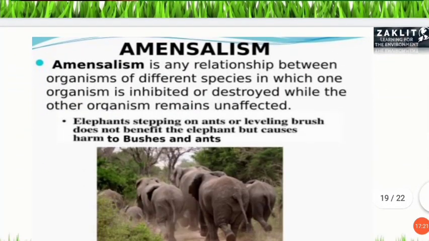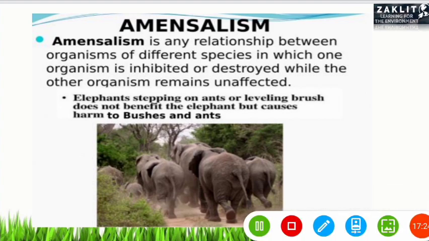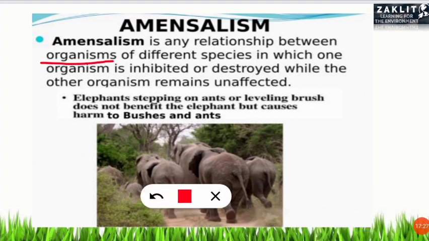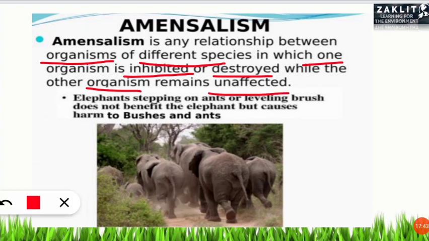Moving on to the next thing, that is amensalism. So amensalism is the kind of relationship between organisms of different species in which one organism is inhibited or destroyed. So one is not successful, it is bad for one organism, one species, while the other organism remains unaffected. So what is the example? The example is the trampling of elephants. So what happens when an elephant moves inside the forest? When the elephant runs or walks around, the bushes and ants living in the understory part of the trees and the forest are crushed.